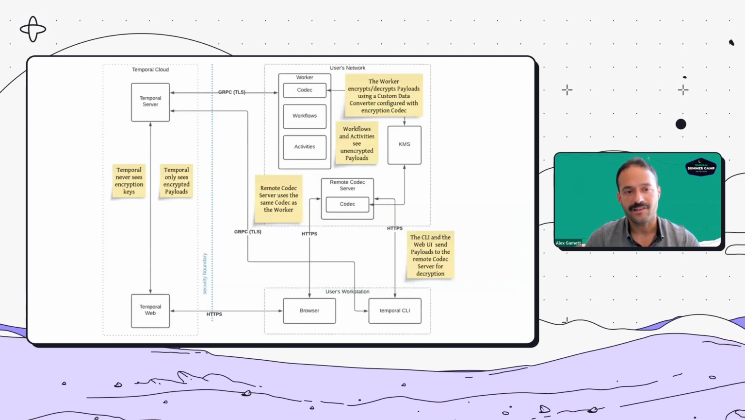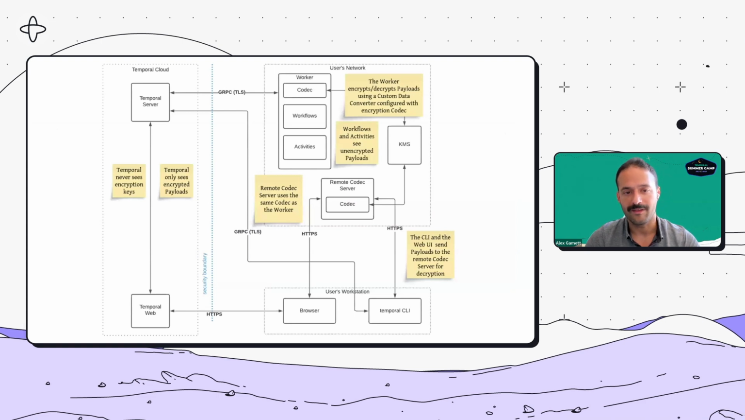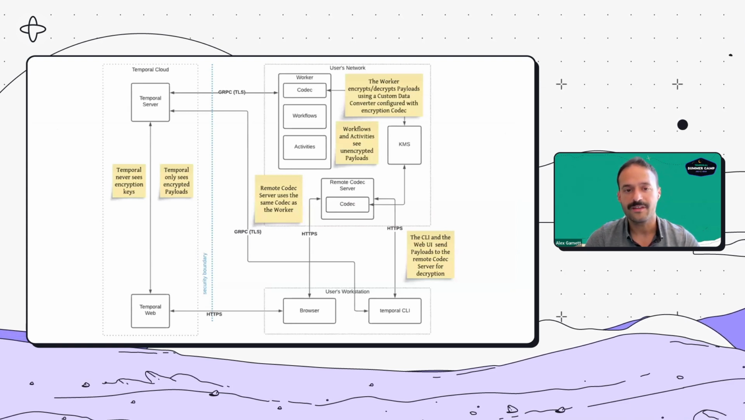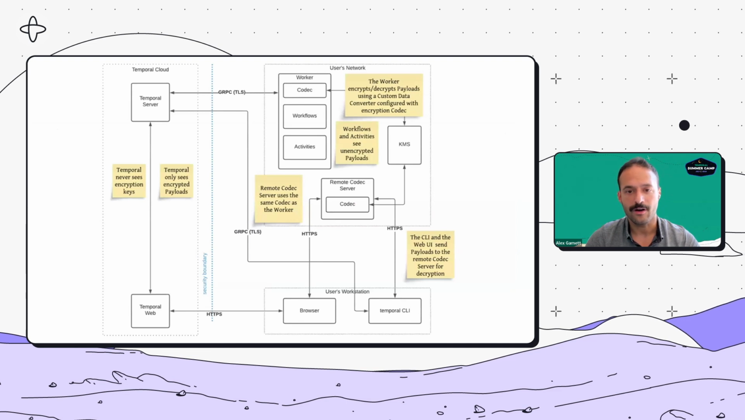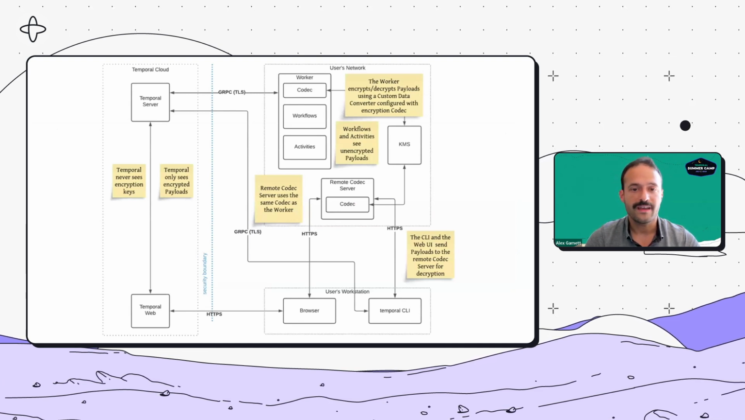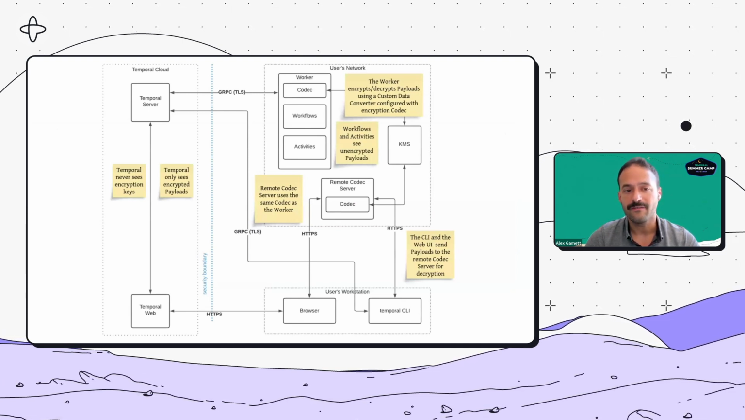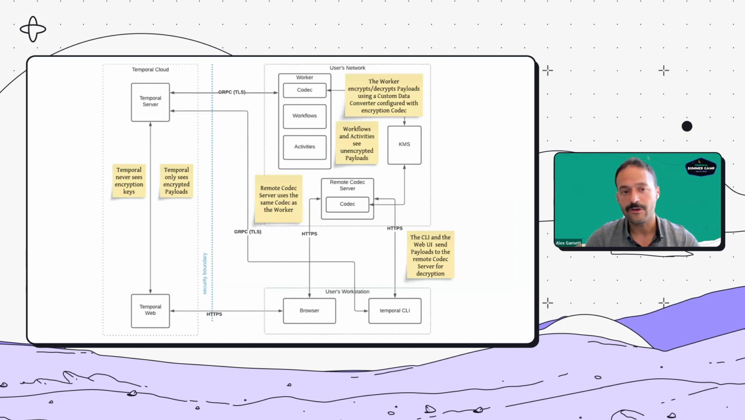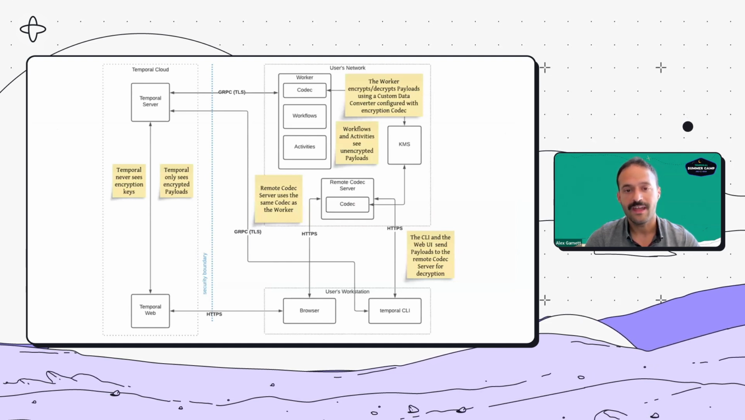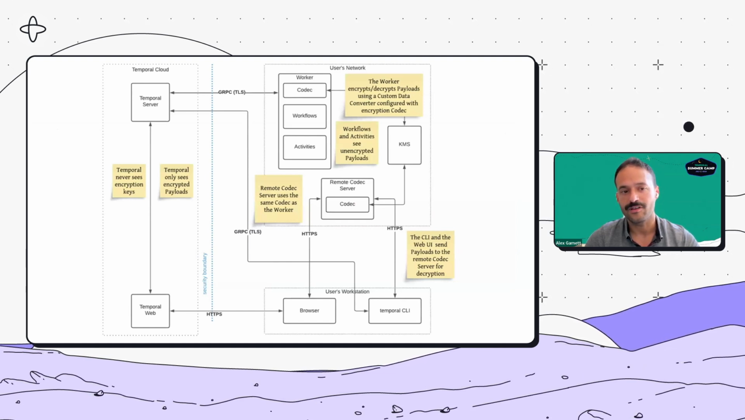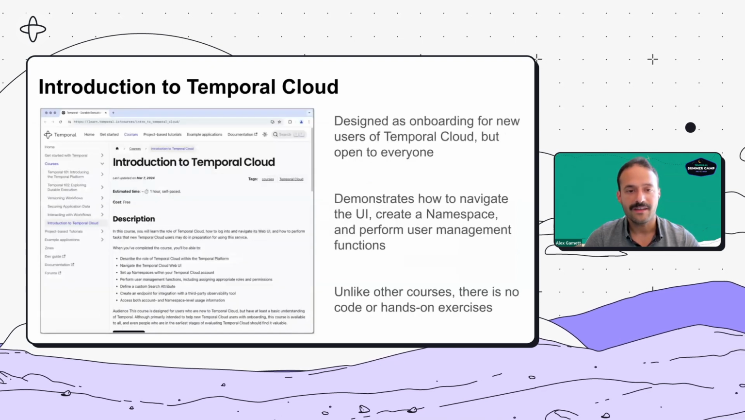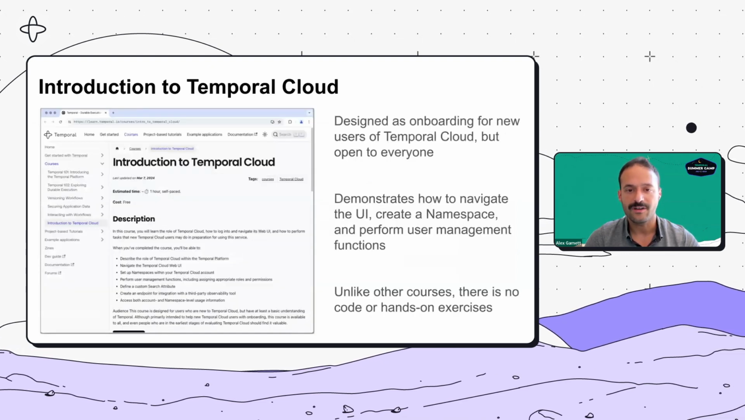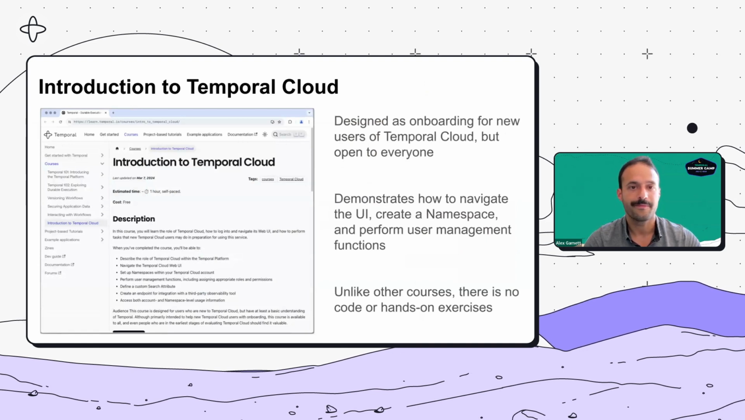Temporal is agnostic as to which codecs you implement. It doesn't have a built-in concept of encryption. It only knows whether payloads are encoded or not. This way, you can integrate it into your local infrastructure using your own encryption key management system and your preferred encryption libraries. That's it for securing application data. Next, back to Tom, who will tell you what you'll learn in our introduction to Temporal Cloud.